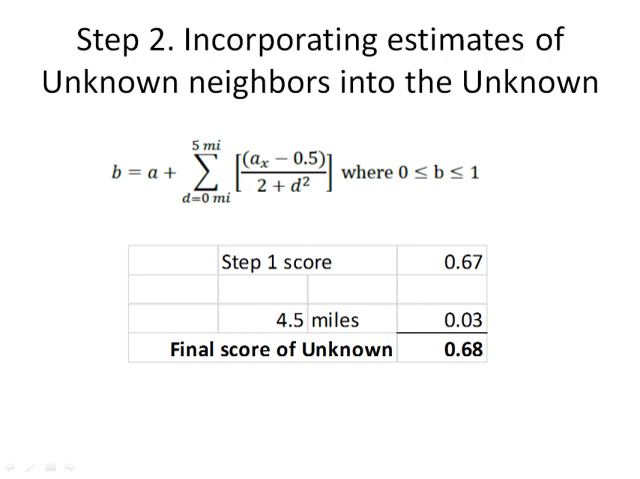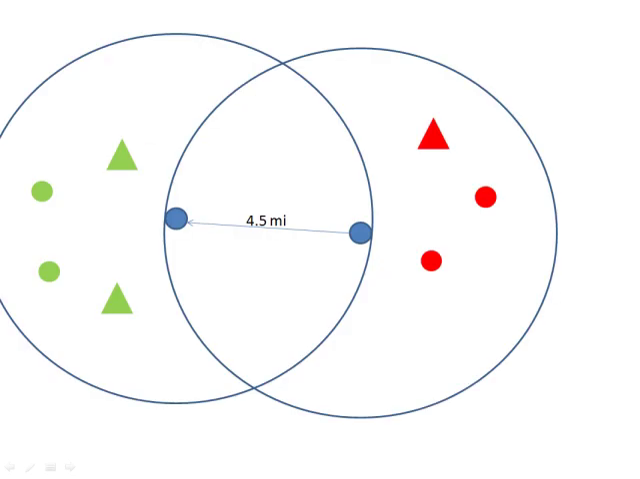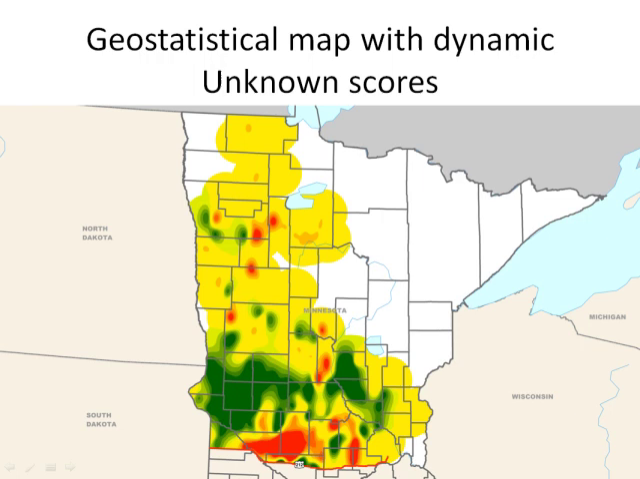And so the score, 0.68, is now allocated to this unknown based on its known neighbors, this unknown relative to its neighbors. And then when we, it looks similar, but I'll show you in just a second, it's not quite the same.